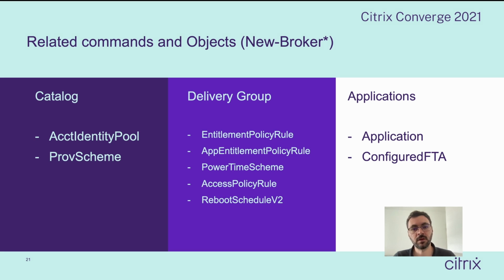For delivery group, you have entitlement policy rule and app entitlement policy rule, which are who is able to access the desktop or the published application, power time scheme for single session OS, access policy rule to allow to use the resources through the Netscaler or not, and the reboot schedule v2 for multi-session OS. And for applications, you have New-BrokerApplication and configured FTA for file type associations.